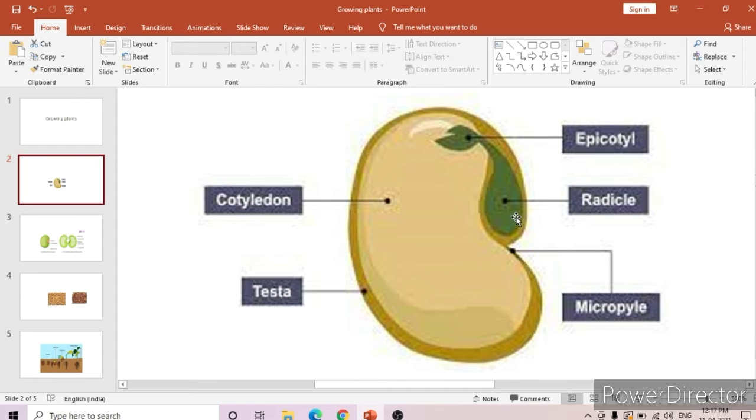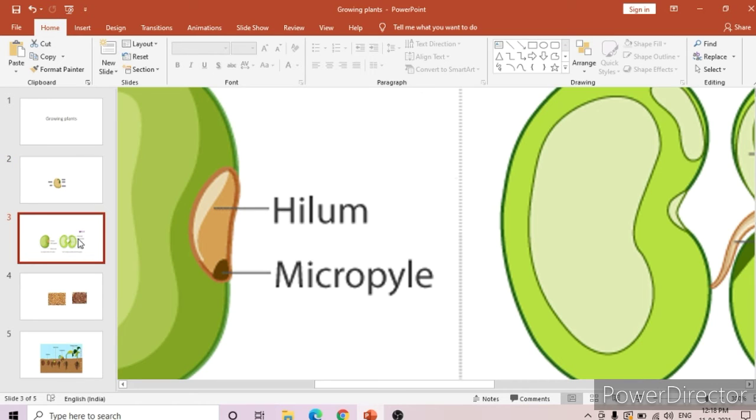The growing embryo needs food, so it takes food from the cotyledon. The cotyledons supply food for the growing plant. And the testa, the seed coat, gives protection to the seed when it is not sown inside the soil. So this is about the monocot seed, children.